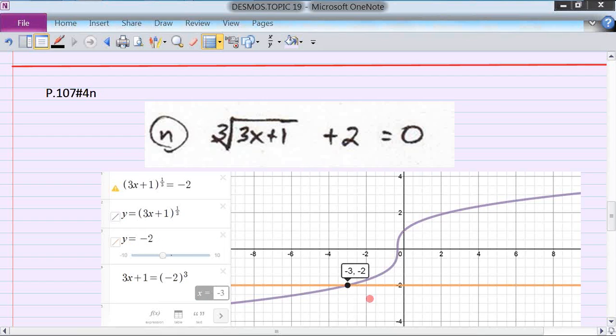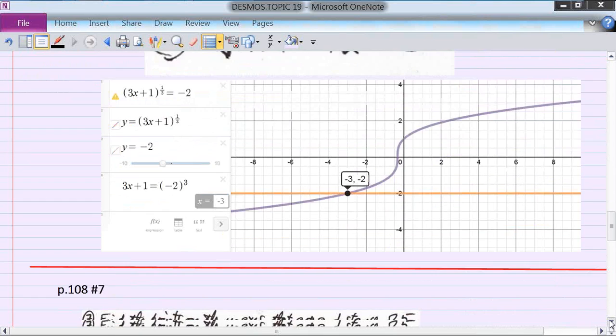Now I draw the two graphs, and I see where they intersect. Where do they intersect? At x equal to -3. So if you take 3 times -3, you get -9 plus 1, get -8. The cube root of -8 is -2. -2 plus 2 does in fact equal 0.